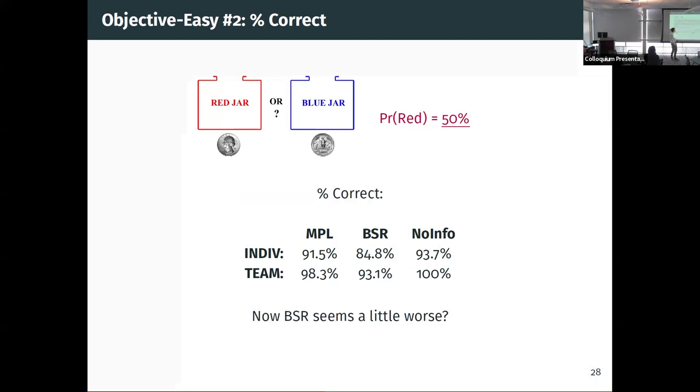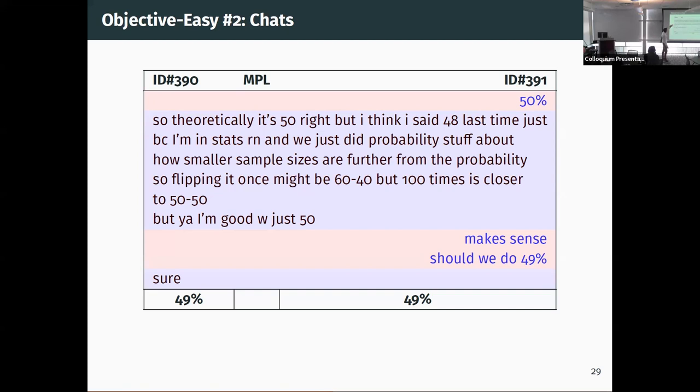So someone says 50%, then their partner says, so theoretically it's 50, right? But I think I said 48 last time, just because I'm in the stats right now, and we just did probability stuff about how smaller sample sizes are further from the probability. So flipping it once might be 60-40, but 100 times closer to 50-50. But yeah, I'm good with just 50. The partner's nice and says, okay, let's do 49% based on your flawed logic. So they do 49%. So I report that as an error in my data. Clearly, just someone didn't do a good job in stats class.